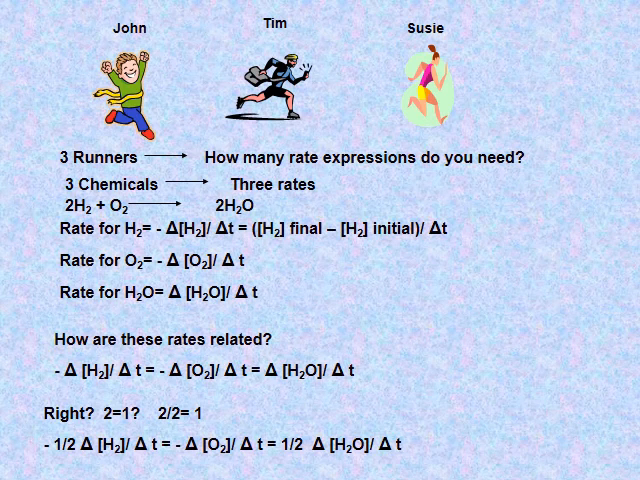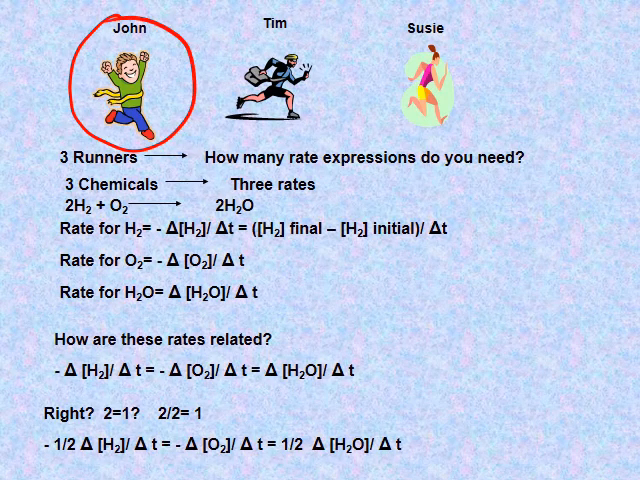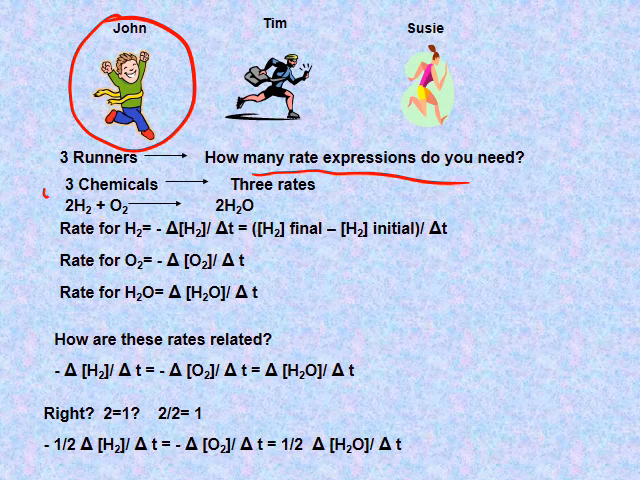In this slide, there are 3 runners: John, Tim, and Susie. When there are 3 runners running, how many rates would you expect? The obvious answer is 3, because they're independent runners and their speeds can be expressed by 3 expressions, again distance over time. If there are 3 chemicals in a reaction, then there will be 3 different rates expressed for those 3 chemicals.